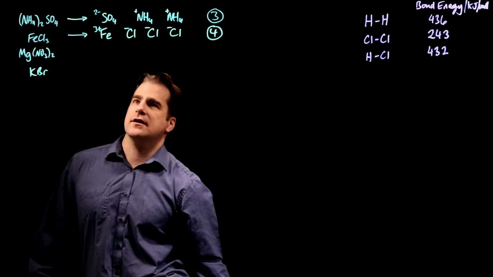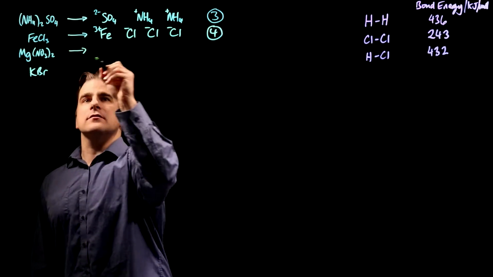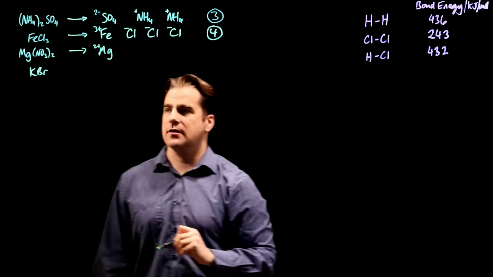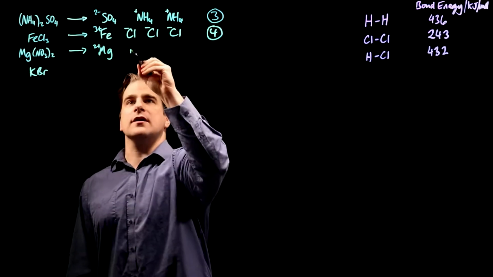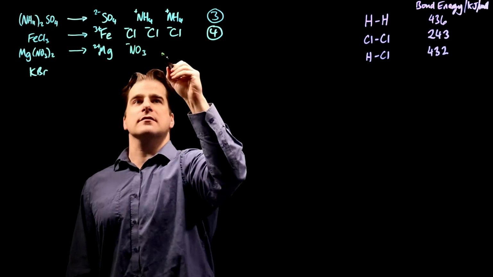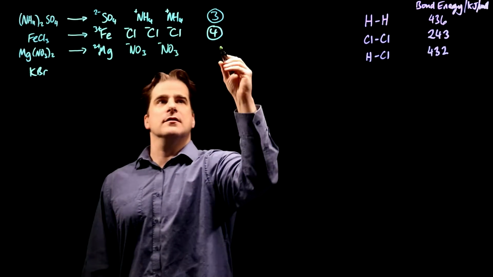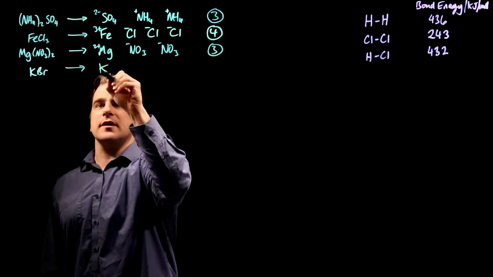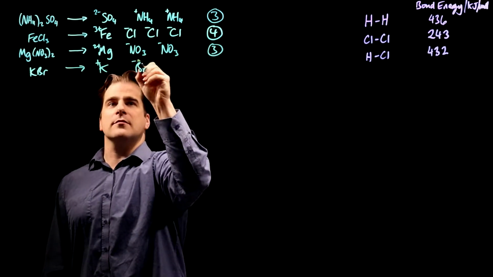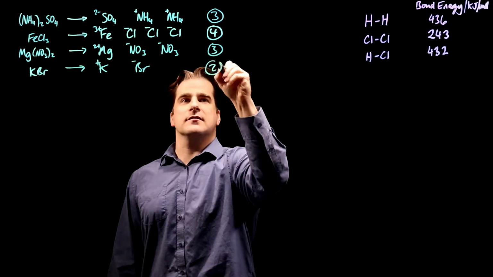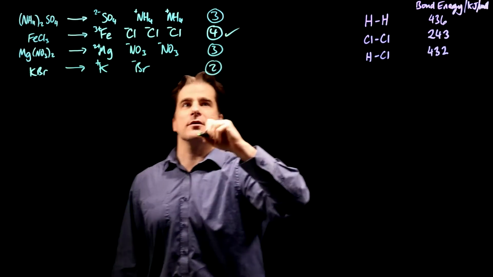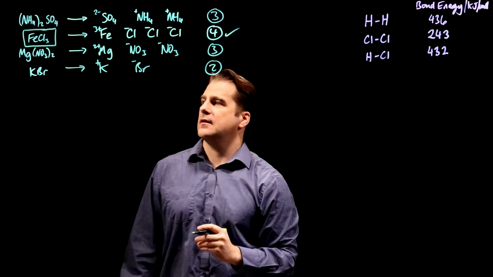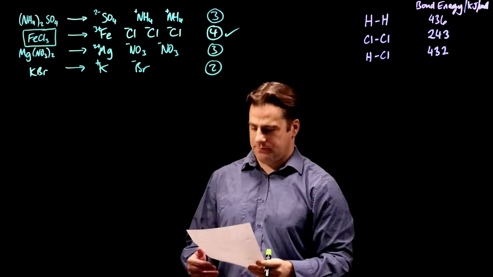Right, magnesium nitrate, we will get a magnesium, 2+ charge, and 2 nitrates, NO3-, NO3-. So that's 3 ions. And potassium bromide, well, it's just going to be K+ and Br-. So that's 2 ions. So the winner is this one, because it forms 4 ions in solution. Iron chloride. There you go.